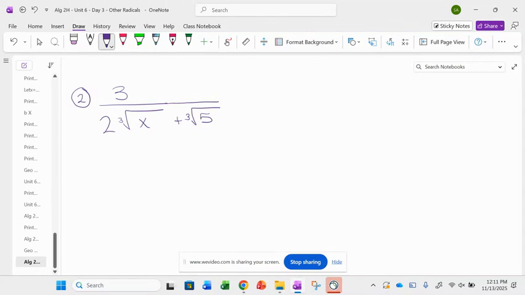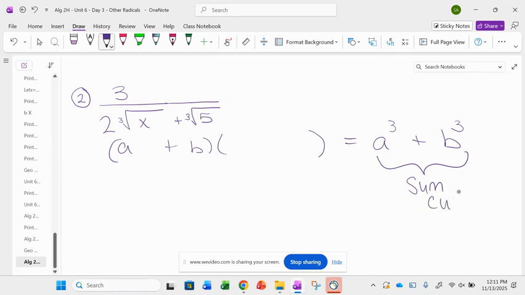Can I make this into a difference of squares? No, because that isn't going to cancel out the radical. We need to get this. If this is a plus b, we need to multiply it by something to get it to be a cubed plus b cubed. So what is that? Cubes. This is the sum of cubes. So we need to use the sum of cubes. And for the sum of cubes, if I have an a plus b, we're going to multiply it by a squared minus ab plus b squared.